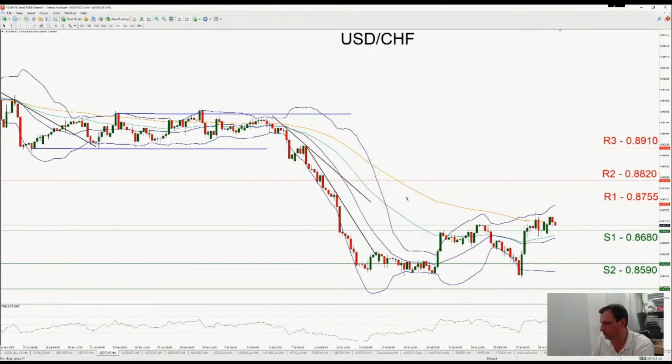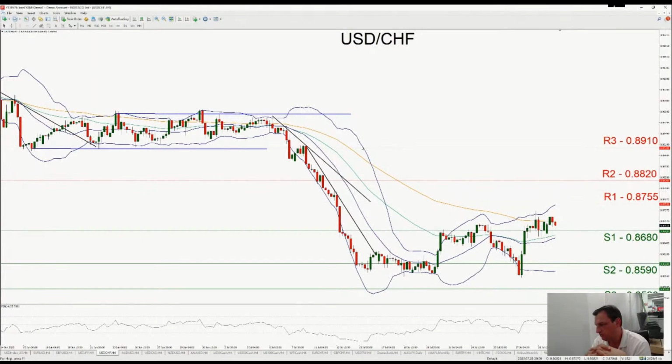At the same time, though, it seems that the S1 is providing some support, the 0.8680. So we'd expect to see a sideways motion between these two levels.